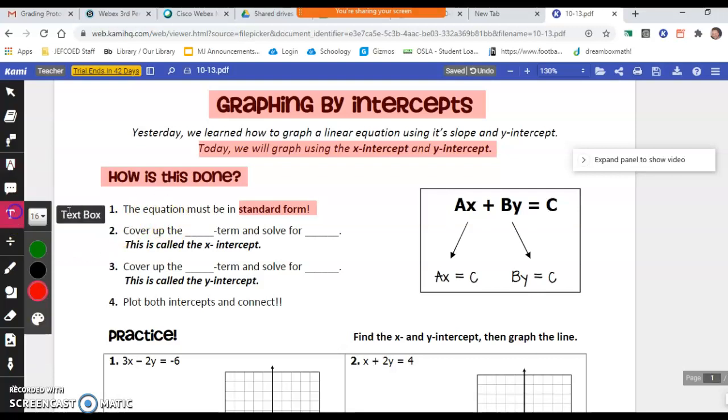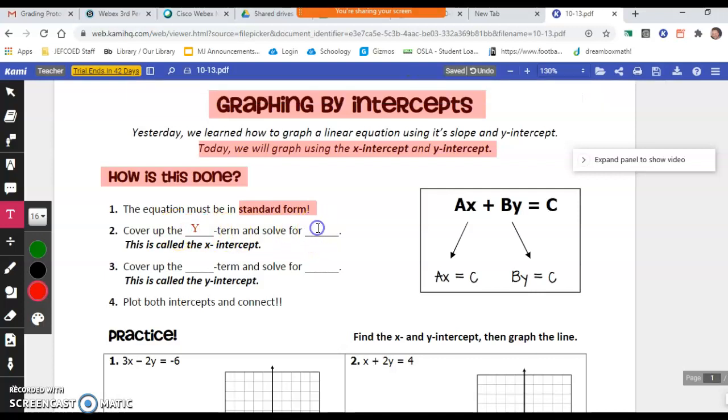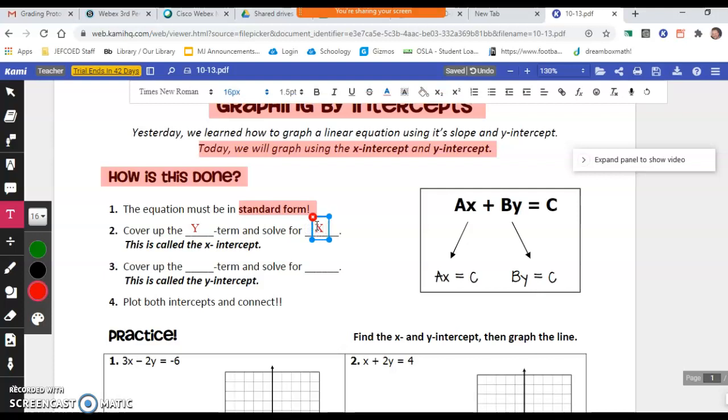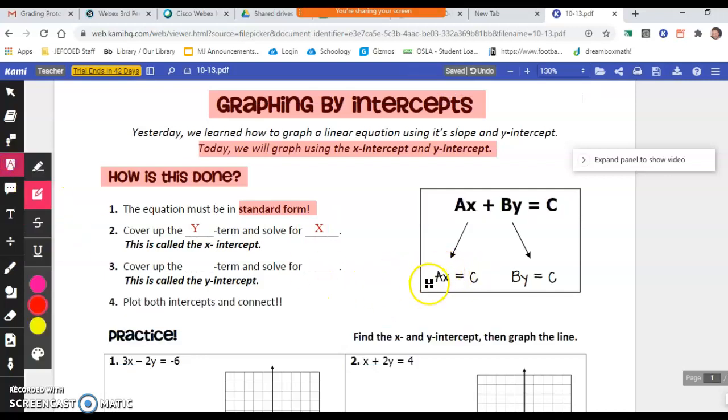Now, step number 2, we're going to cover up the y term and solve for x. So when we solve for x, that's going to be like solving for our x-intercept. We're removing the y, not solving for y or the y-intercept. So when we do that, it will look like ax equals c. When we do that, that will be our x-intercept.